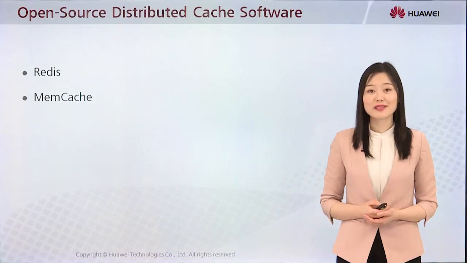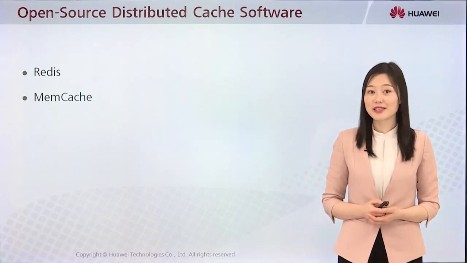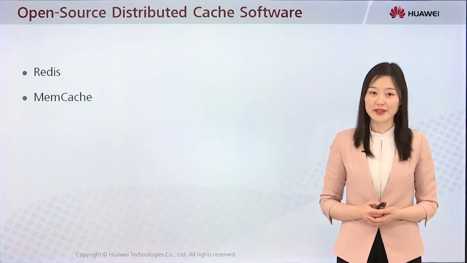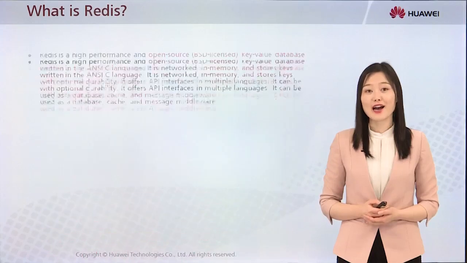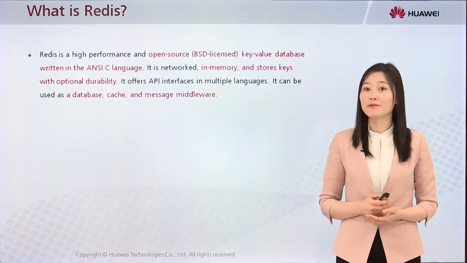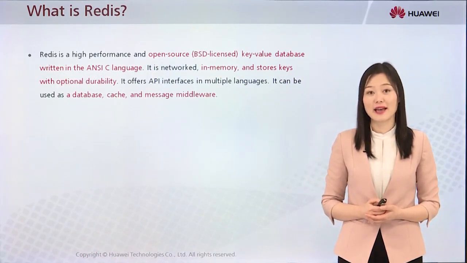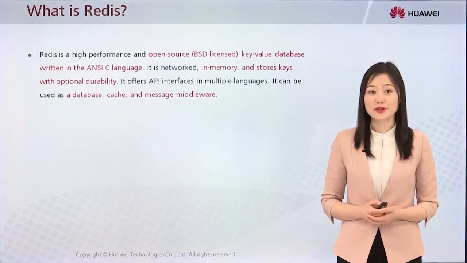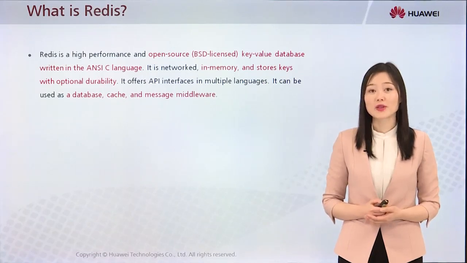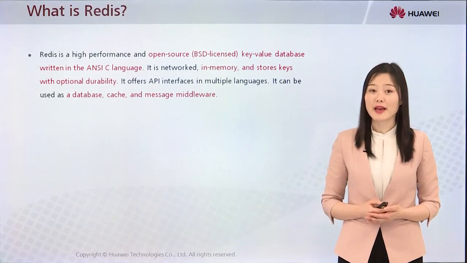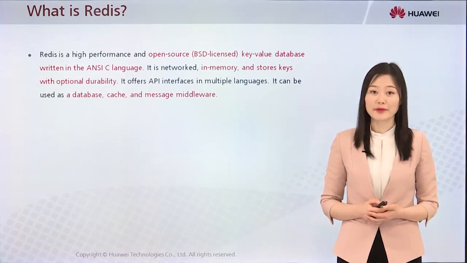Now let's take a moment to discuss the characteristics and operating mechanisms of both Redis and MemCache. Redis is a high-performance and open-source BSD licensed key-value database written in the ANSI C language. It is networked, in-memory and stores keys with optional durability. It offers APIs in multiple languages. It can be used as a database, cache, and message middleware.